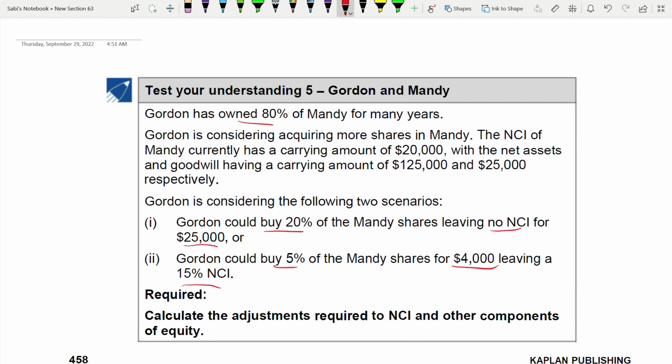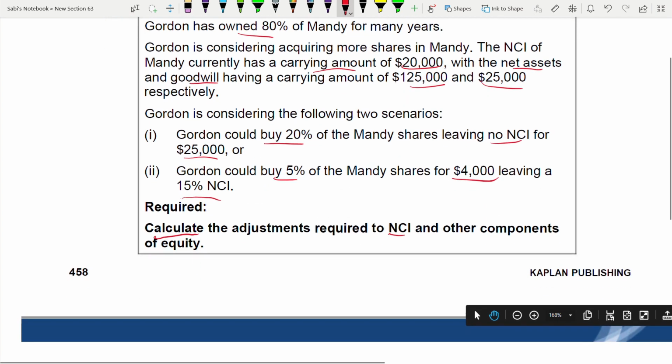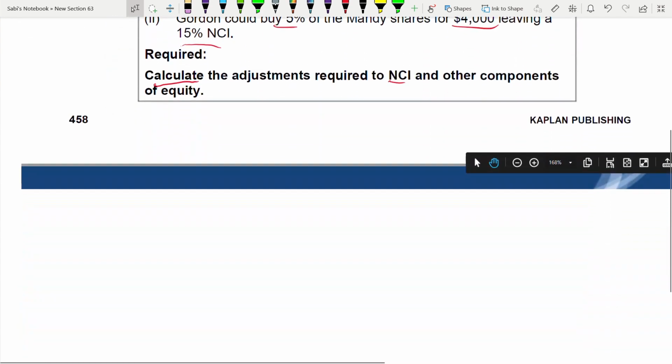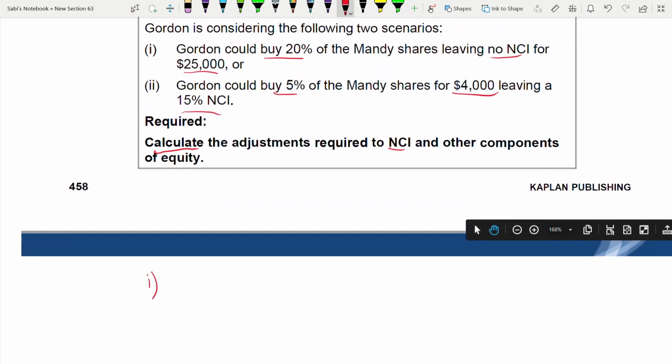The carrying amount is 20,000. Net asset is 125, goodwill is 25,000. Now you need to calculate. The word is calculate, so no explanation is needed. Calculate the adjustments required to NCI and other components of equity. This is a very simple, straightforward question. You just apply the formula, that's it. So let's do that. In the first part, the formula is cash paid. How much? 25,000.